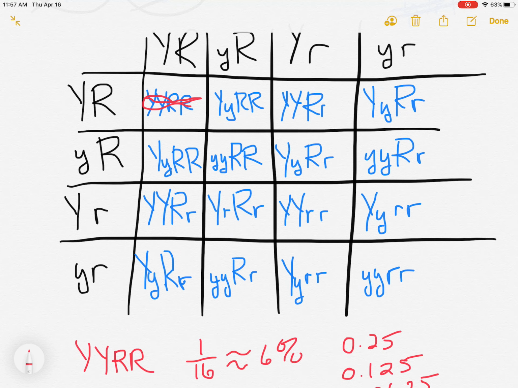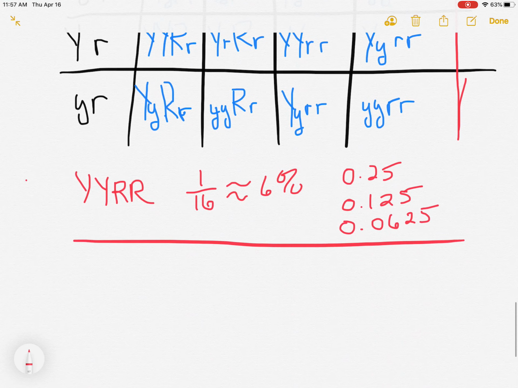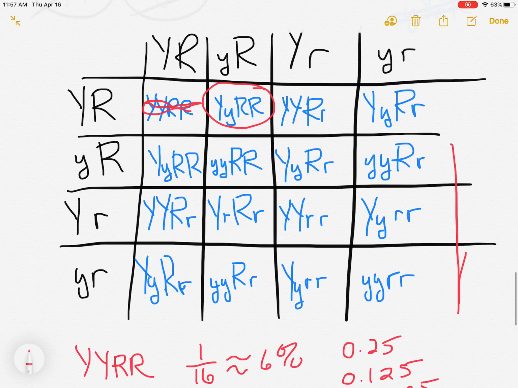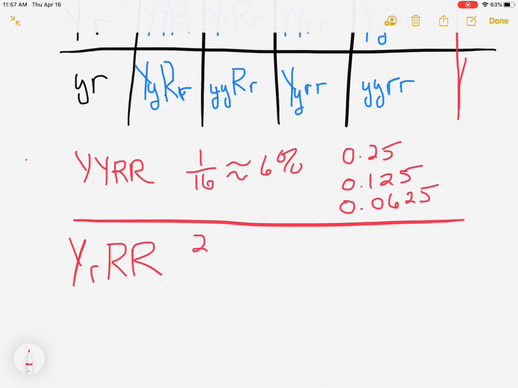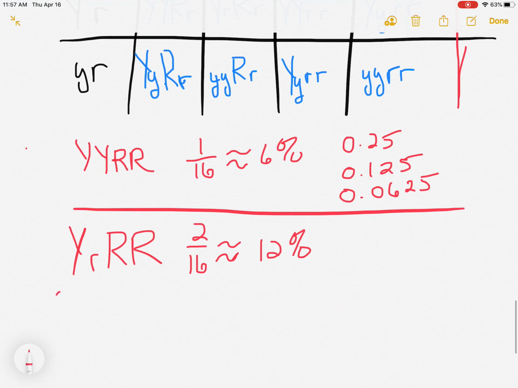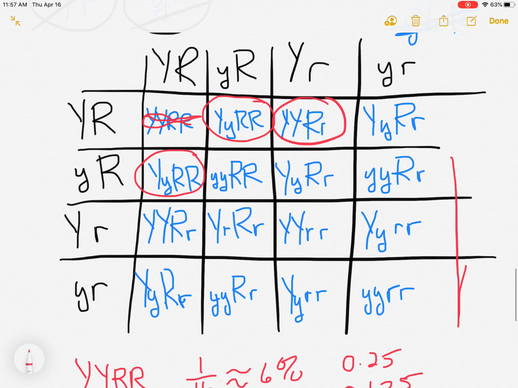Okay, let's do the next one. Let's look at the next combination. I'm just going to go across the boxes. Let's do this one. Capital Y, small y. Capital R, capital R. Are there any other ones like that? And there is. There's one here as well. And then I don't see any others because you need two capital R's and one capital Y. So that means that 2 out of the 16 boxes will be this genotype, which is double. So that's about 12%, isn't it? 12 to 13% if you round it off.